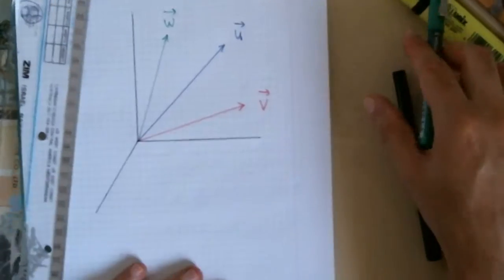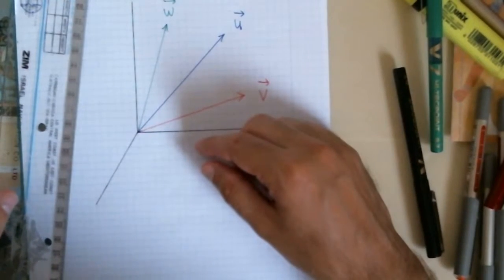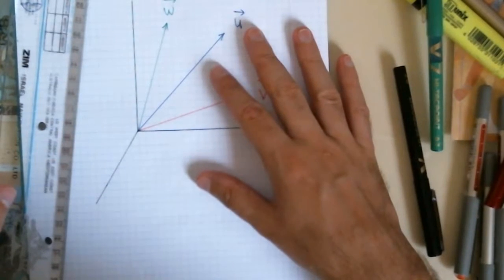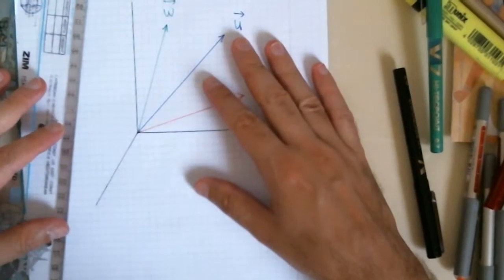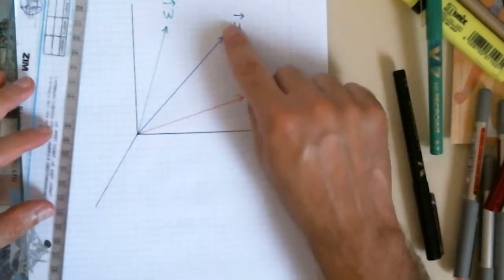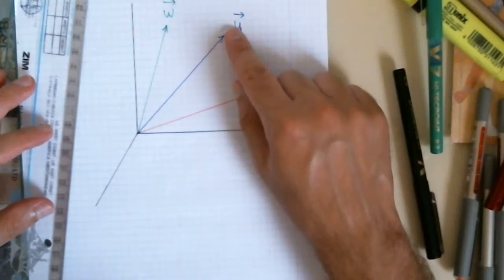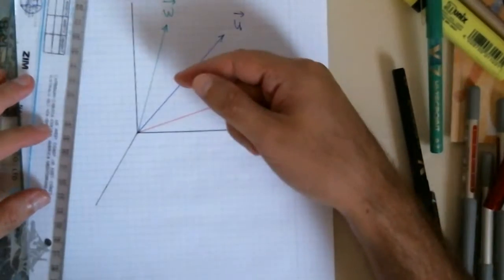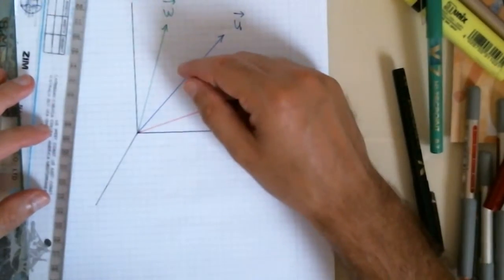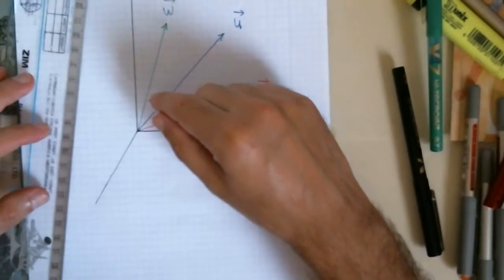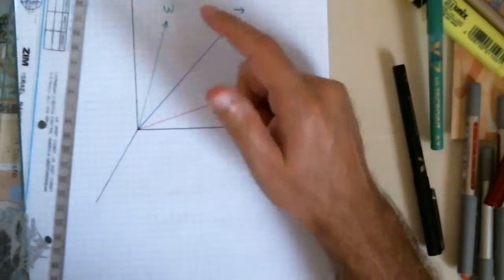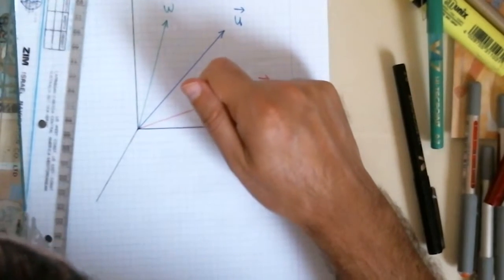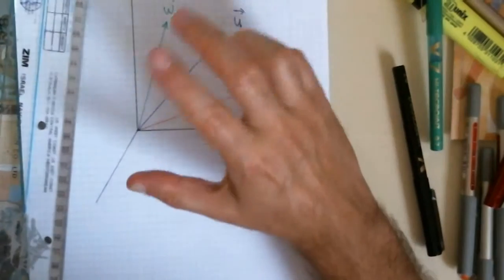And now they ask us to shade in the pyramid of combinations: something times u plus something times v plus something times w. Okay, c times u, some number, plus d times v, some number times v, plus e, some other number times w, with c and d and e bigger than 0, but their sum less than 1.